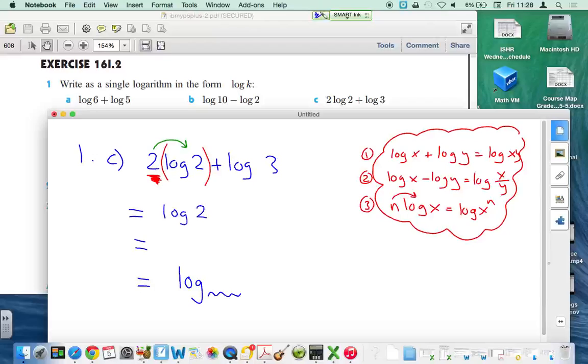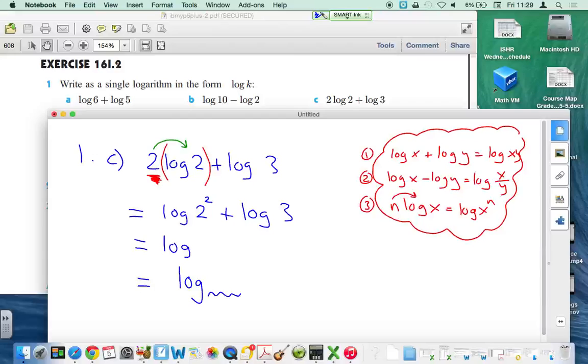Now these are all, if you don't see the base, what base are these logarithms? 10, it's base 10. So that 2 comes inside and it becomes a power, like that. So now I've succeeded, and that's what I mean by bringing everything inside. Now once I've brought everything inside, which rule am I going to use to combine those 2 single logs into one log? First, second, or third?